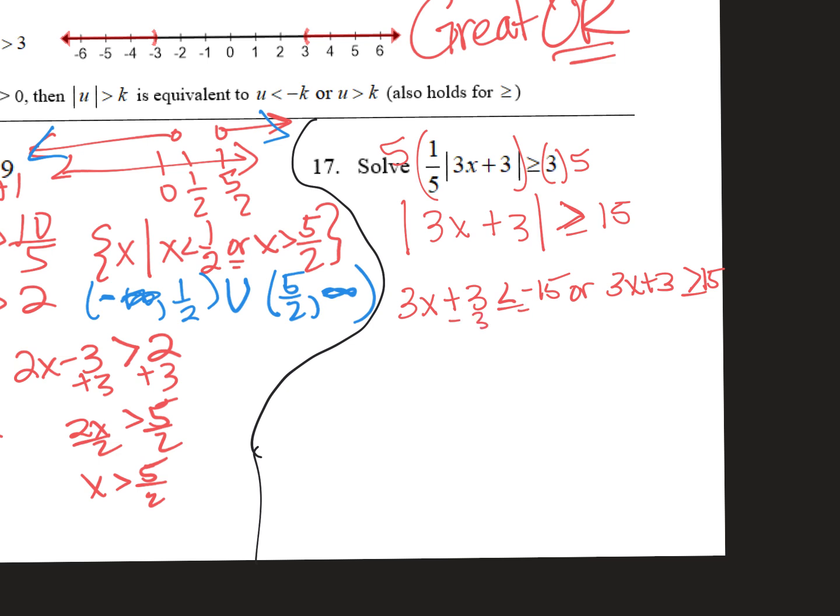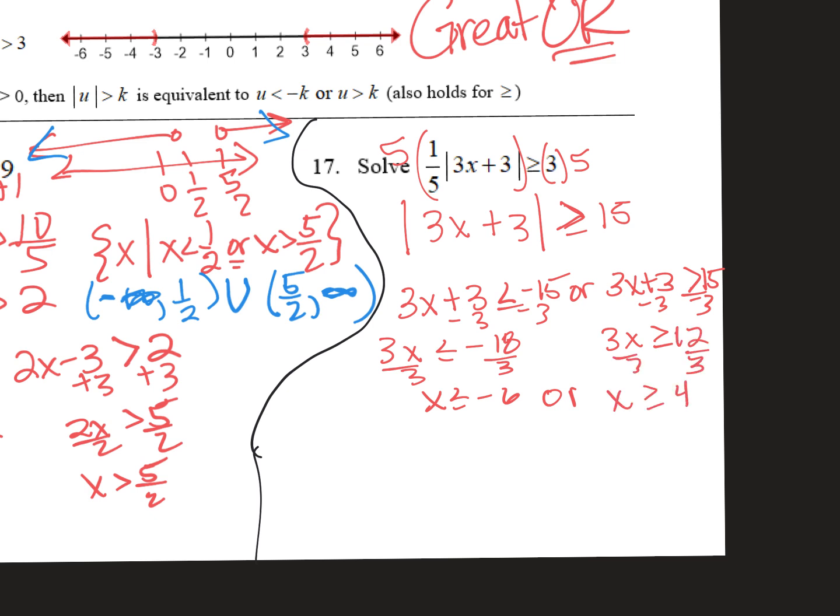So I'm going to subtract 3. So 3x is less than or equal to negative 18. When I divide by 3 here, I get x is less than or equal to negative 6. Or minus 3 here, I get 3x is greater than or equal to 12. Divide by 3. X is greater than or equal to 4.